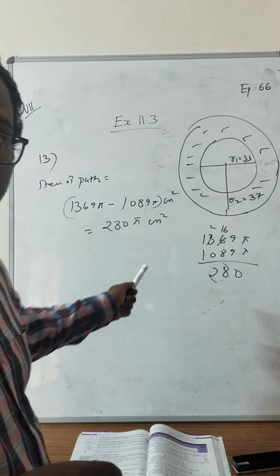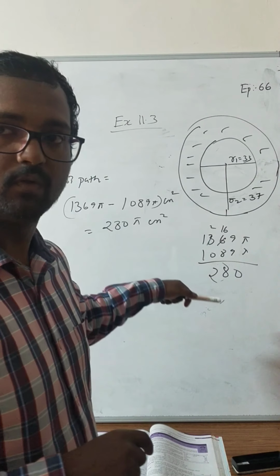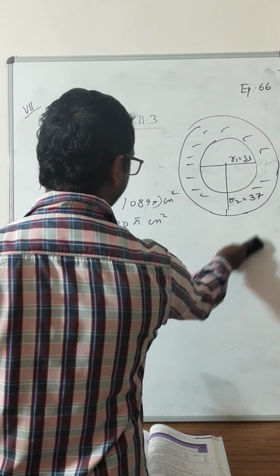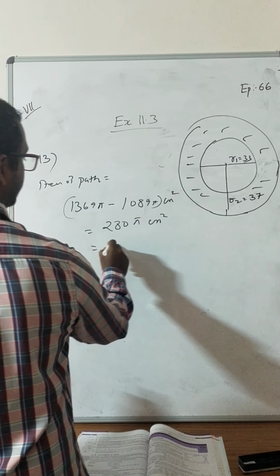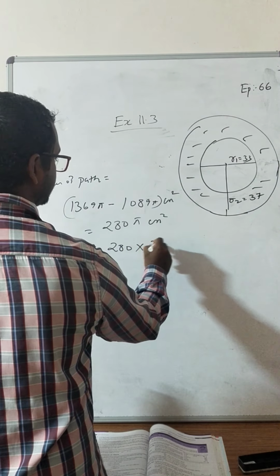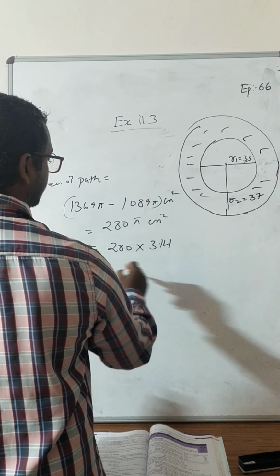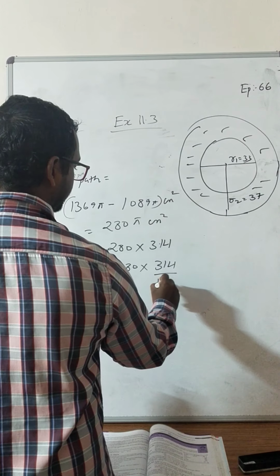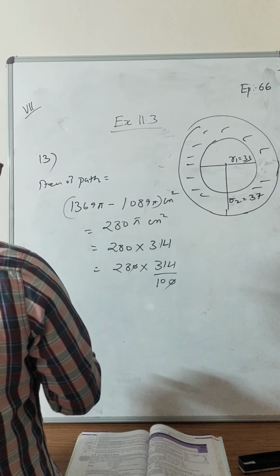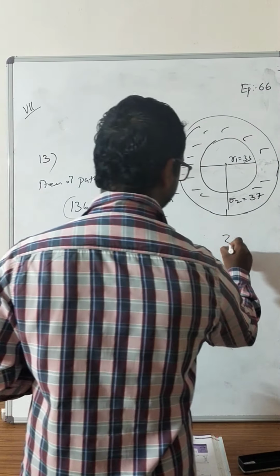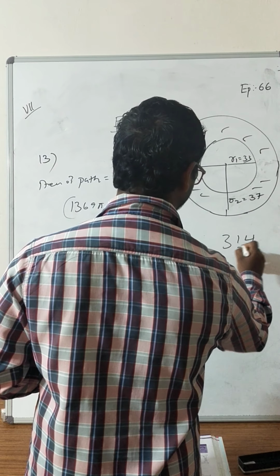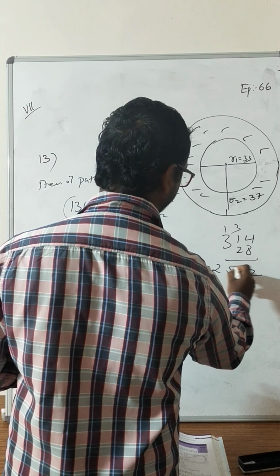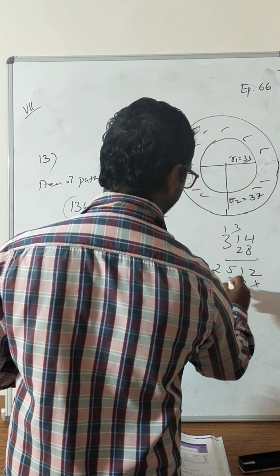Now we can put the value of pi here and solve it and get the answer. See, now it makes the calculation much easier. So here we get 280 into pi value, 3.14. Now we will get 280 into 314 divided by 100. The 10s will get cancelled. 314 into 28. See, it becomes much easier to do it.